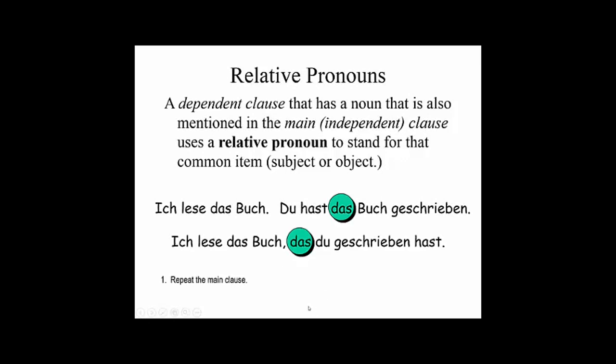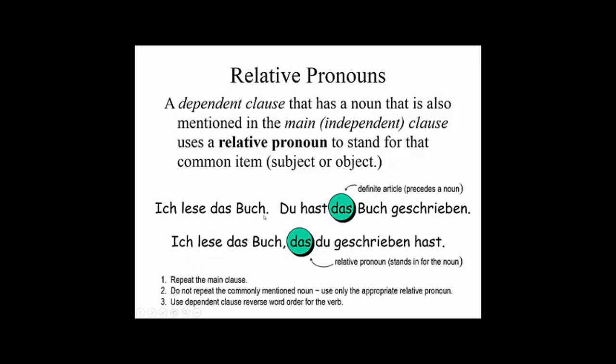So, here's another example. Ich lese das Buch. Du hast das Buch geschrieben. Ich lese das Buch, das du geschrieben hast, is the combined version of that. So in the first sentence, we have the direct object. In the second sentence, we have the direct object.